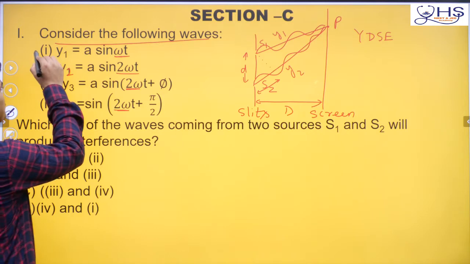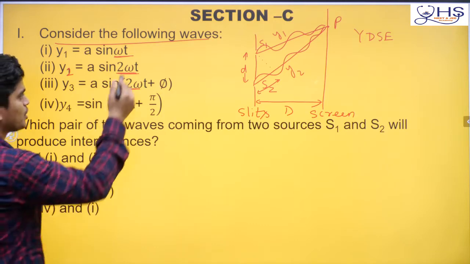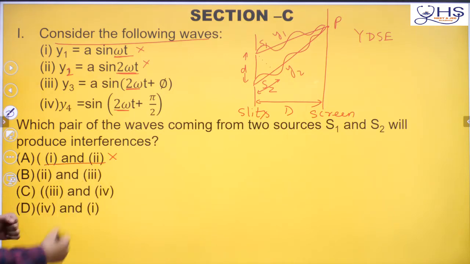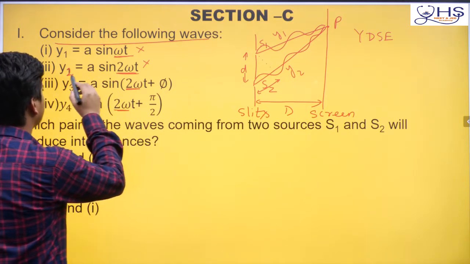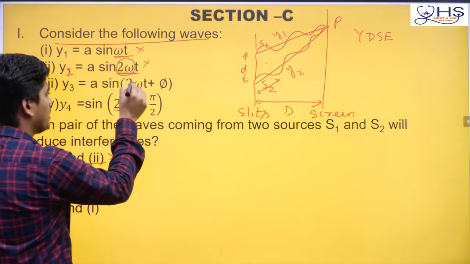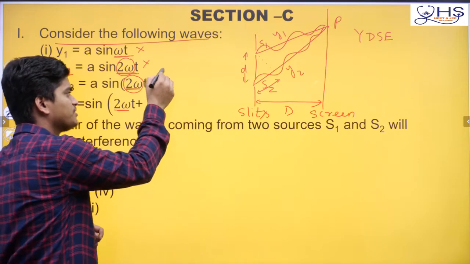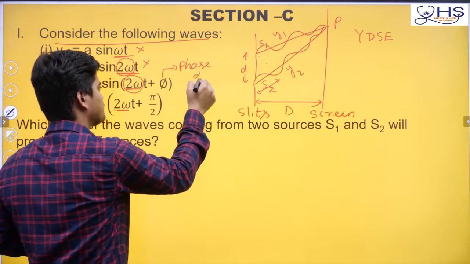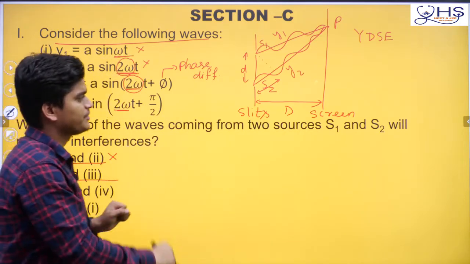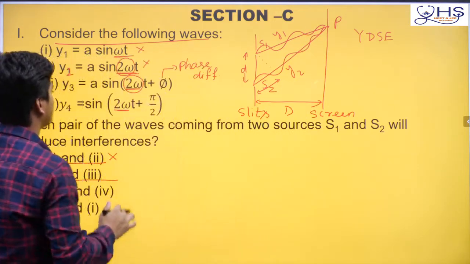If you see the first wave and the second wave, here it is omega and here 2 omega, so the frequency is not the same. So this pair won't be possible, which means option A is not correct, because it has i and 2i. Now option B, 2i and 3i. Here in 2i this is omega, 2 omega, and this is also 2 omega. So the frequency is the same, and there is also a phase difference. This phi is called the phase difference. So these two waves can produce an interference pattern as YDS sources. Basically, coherent sources have the same frequency with some phase difference.